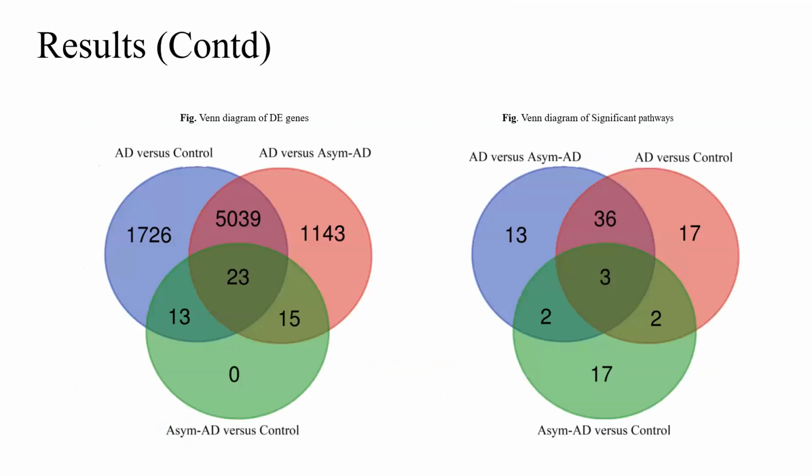Next, these are the Venn diagrams of the number of differentially expressed genes in each study condition. An interesting observation is that there is no single unique gene involved in asymptomatic AD. Also, about 5,000 genes are common in the AD versus asymptomatic AD and the AD versus control cases. The Venn diagram on the right is of the significant pathways we saw during our analysis. We observed that about 17 pathways are unique to the asymptomatic AD versus control condition.